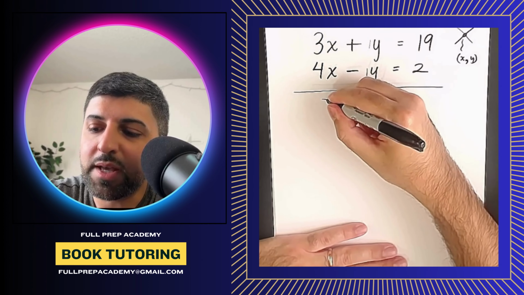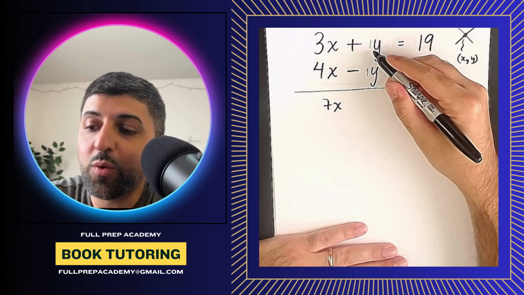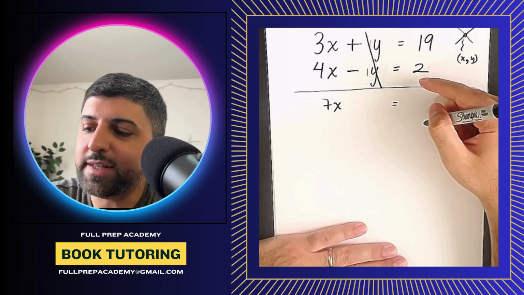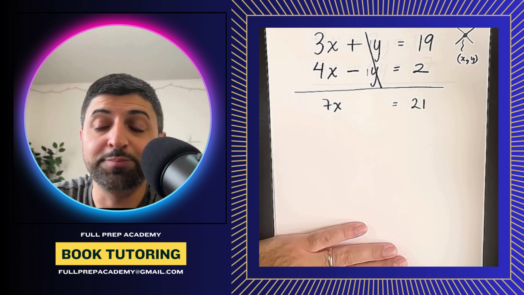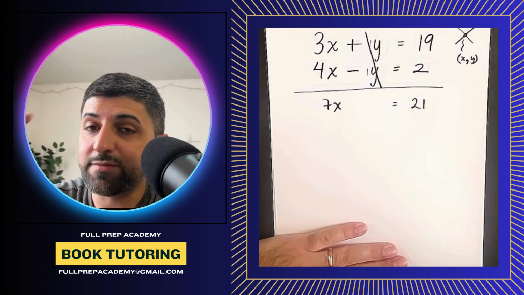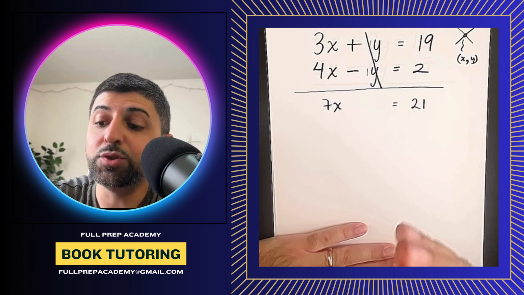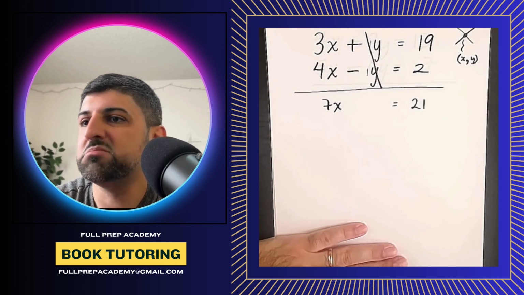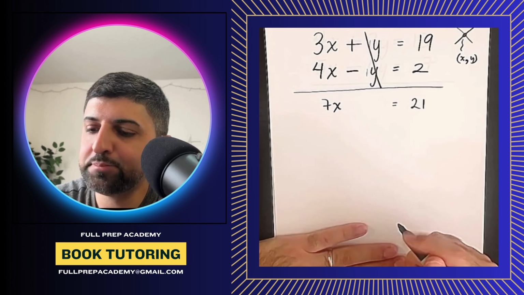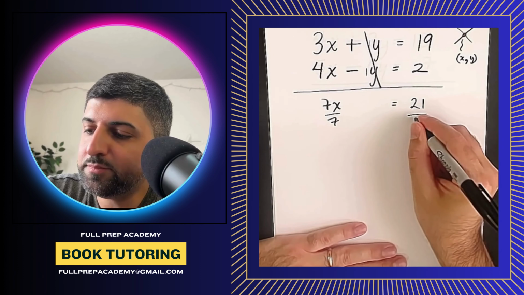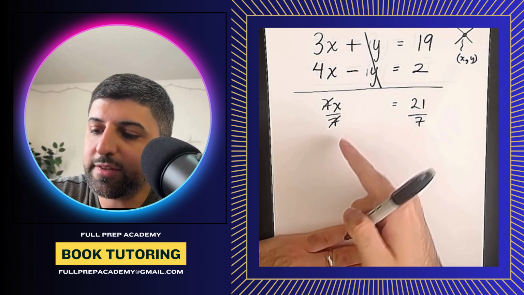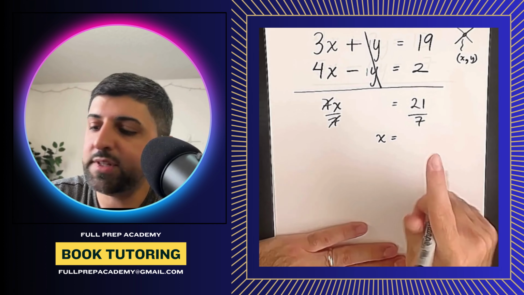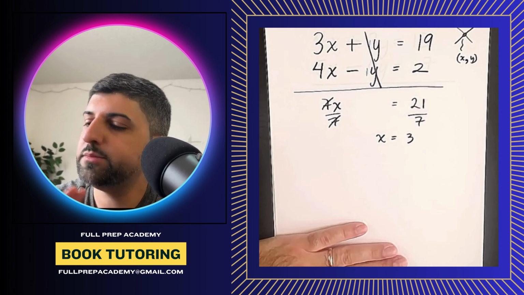Okay, so if I collect like terms, what would happen? 3x and 4x make 7x. 1y and negative 1y eliminate. And 19 and 2 make 21. I just took two equations that have two variables, and I brought it down to one equation, one variable, something that you would see in grade 8, grade 9. Divide both sides by 7. Check this out. x is going to be 21 over 7. I know that's 3. Awesome.